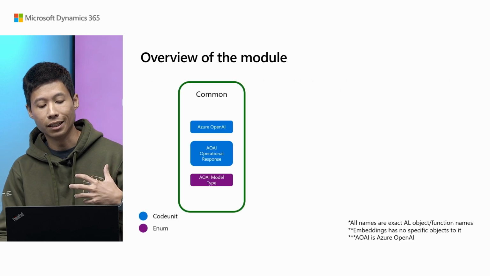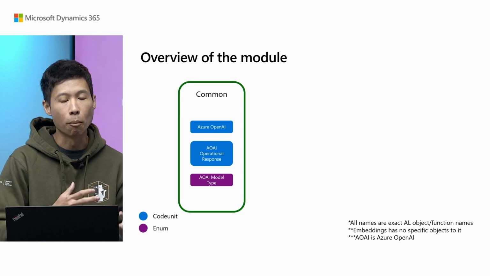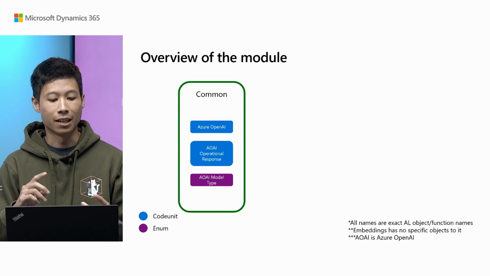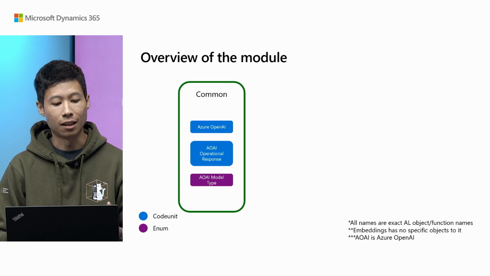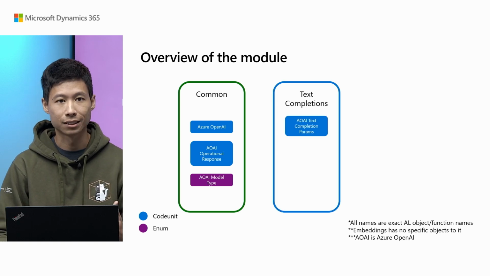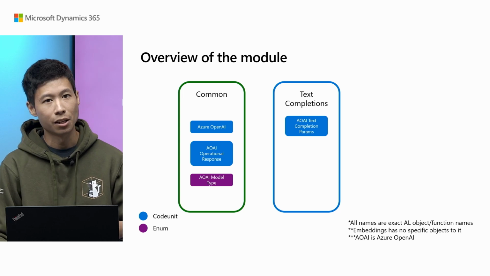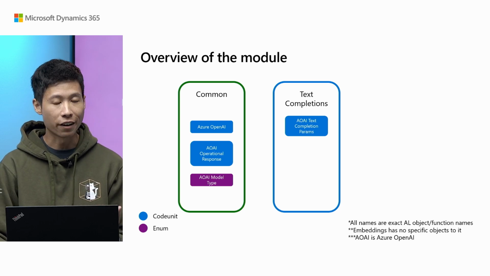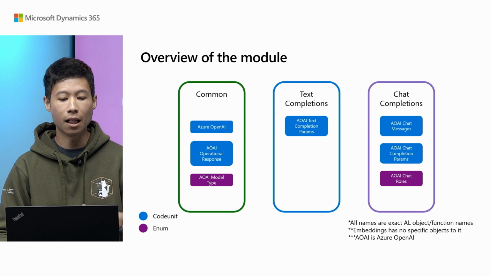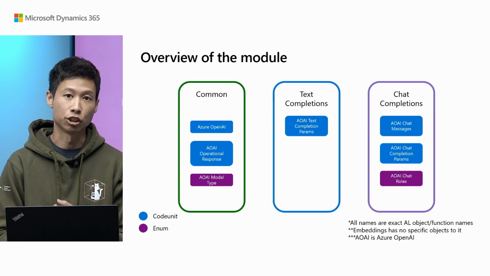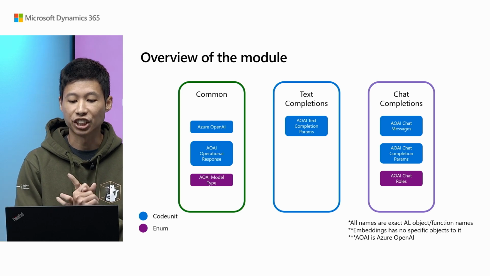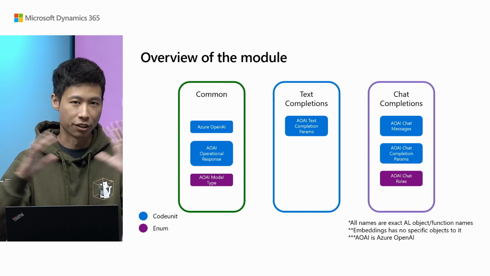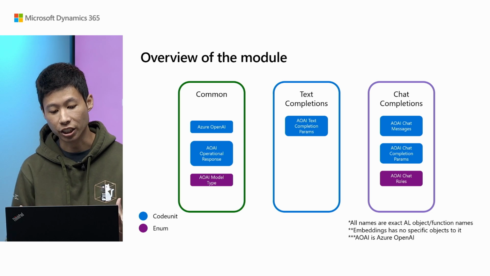So let's get into the AI, the Azure OpenAI objects. These are the common objects: the Azure OpenAI, the Azure OpenAI operation response, and the model type. However, we have more than that. Specifically for text completions, we have the Azure OpenAI text completion parameters. These are optional parameters that can be modified for generation. And also chat completions, where you have the Azure OpenAI chat messages and Azure OpenAI chat completion parameters. Similarly to the text ones, these two are almost the same, except they have different parameters. And the Azure OpenAI chat roles.